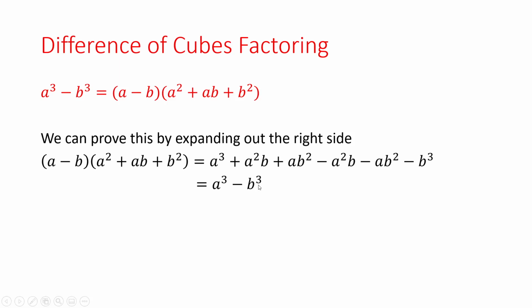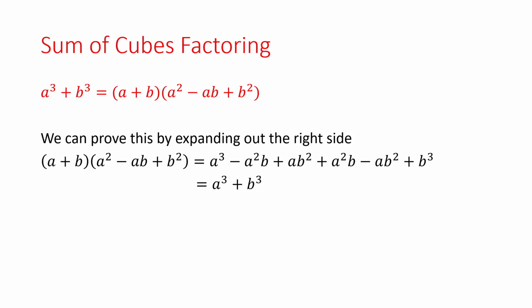cubed minus b cubed. Similarly, sum of cubes factoring states that a cubed plus b cubed is a plus b times a squared minus ab plus b squared. If you want proof of that, expand out the right-hand side. You get 6 terms, collecting like terms, then you end up with just a cubed plus b cubed.